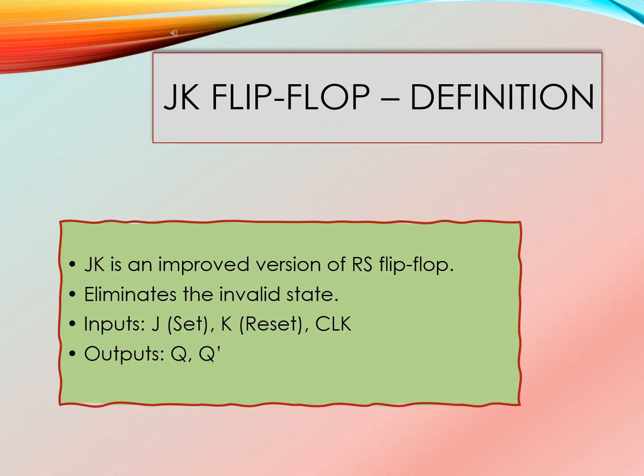Now we shift to the JK flip-flop. The JK flip-flop is an improvement over the RS flip-flop. It has the same basic functionality, set, reset and clock, but eliminates the invalid state. Instead of S and R, the inputs are labeled as J and K. When both J and K are 1, the flip-flop toggles, meaning if the output was 0, it becomes 1 and vice versa. This toggling is very useful in counters and sequential circuits.